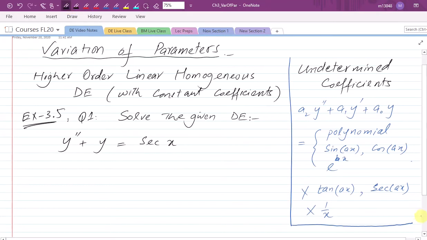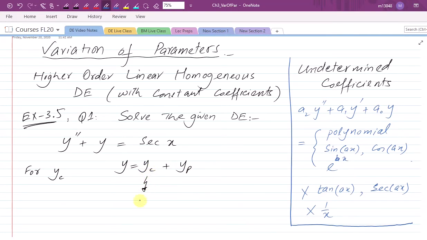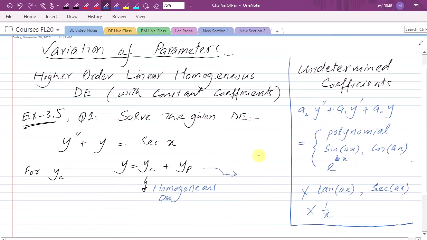First step is once again exactly the same as it was in undetermined coefficients. So first step is for yc. Our solution once again will be y equals yc plus yp, where yc is for the homogeneous part, homogeneous differential equation, and yp is for the non-homogeneous part.